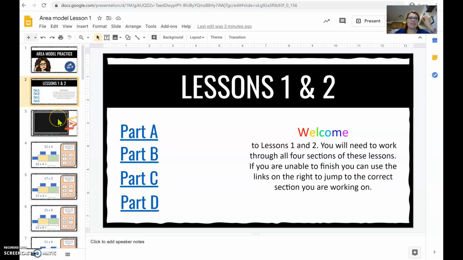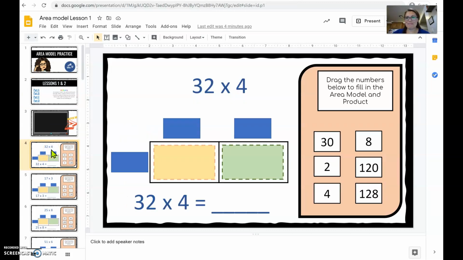So let's get started with our first lesson. We're going to be doing the area model. That is using boxes to represent and hold our different numbers. So we're going to break up our numbers in different sections by value. So I'm looking at 32, and I'm going to break up 32 into its two pieces, its tens and its ones.